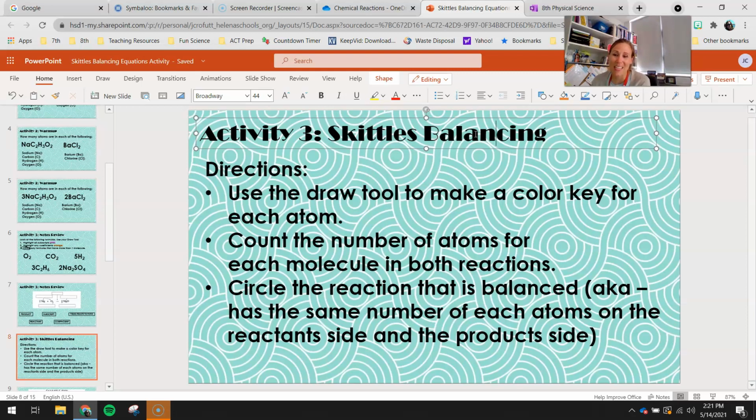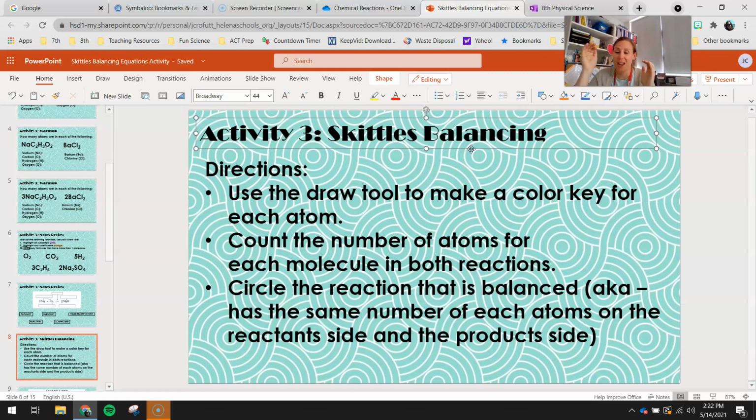Use the draw tool to make a color key for each atom. That's the first thing you're going to do, and I'm going to do an example for you guys so you can see how it's done. Count the number of atoms for each molecule in both reactions. So you will count by doing little dots to show how many atoms of each element you have, both in your reactants and product side for both reactions.